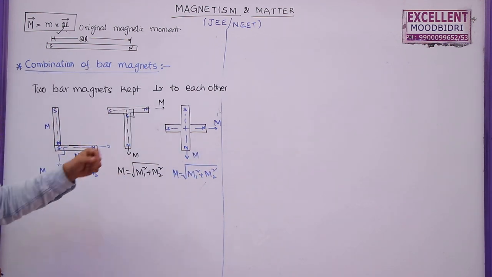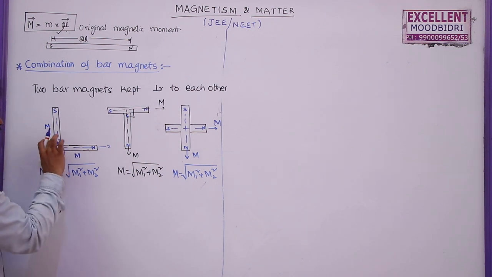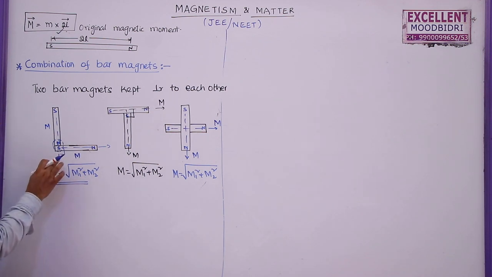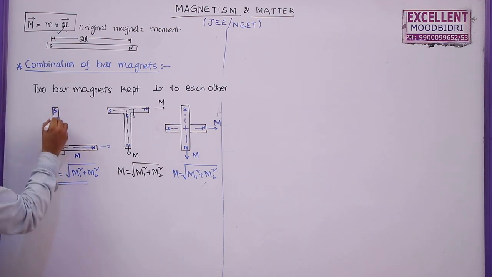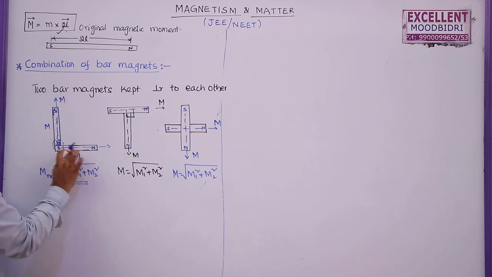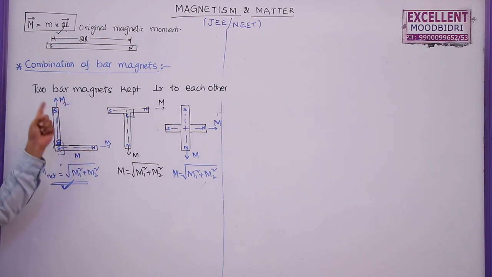So in all these cases, suppose if the similar poles or like poles are in contact or unlike poles in contact, this formula remains as it is. Instead of this down, if it is south pole and north pole, this moment will act up and the formula remains as it is. This is M1 and this is M2. Resultant magnetic moment will be root over M1 square plus M2 square only.